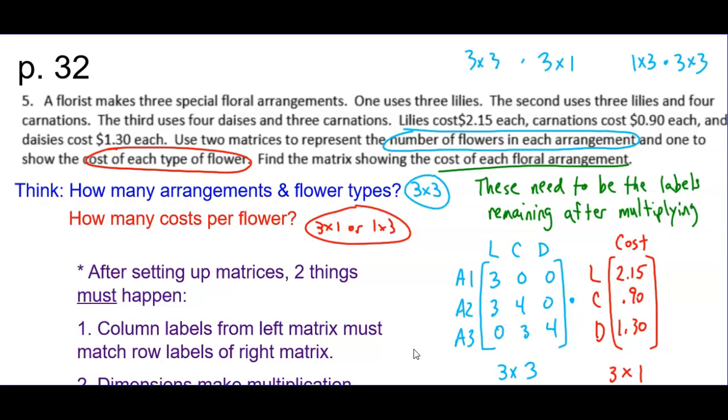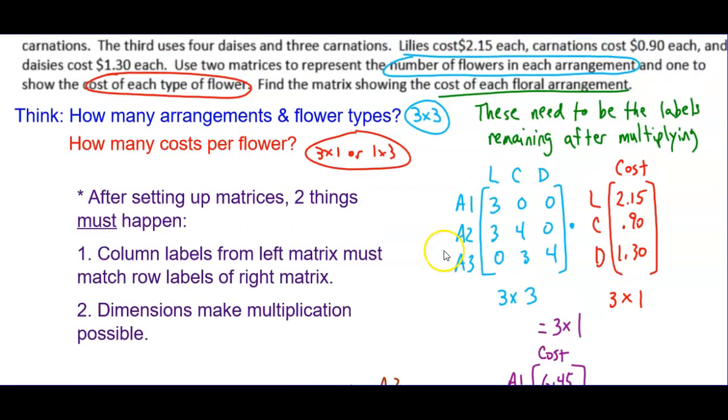Should I arrange it so that the arrangements are the rows, or should I arrange it so that the flower types are the rows? So you got to look at the other piece of information that we have here, which is the cost of each item. And so there's 3 different costs, right? And it's either going to be a 3 by 1 or it's going to be a 1 by 3. And so I have to set it up so that the multiplication will work.